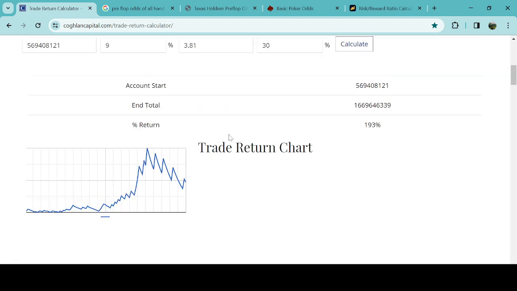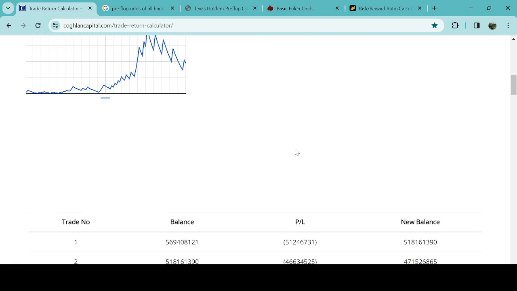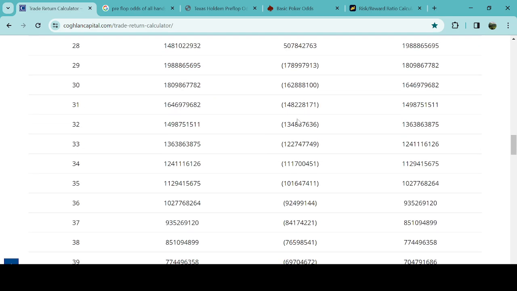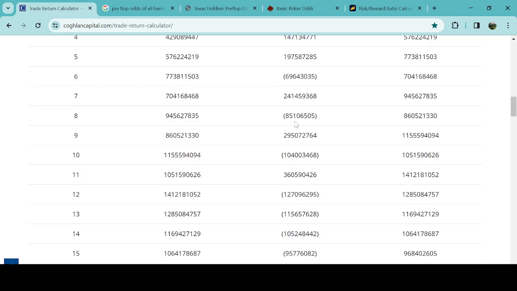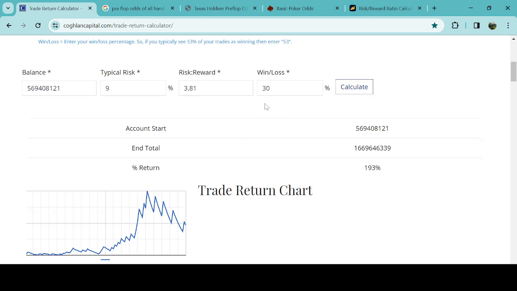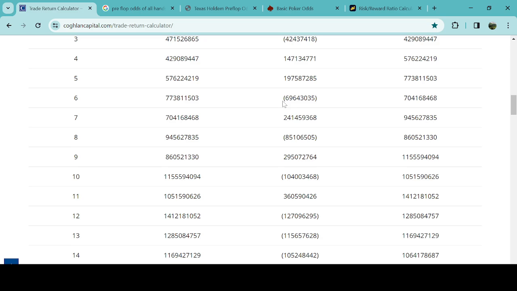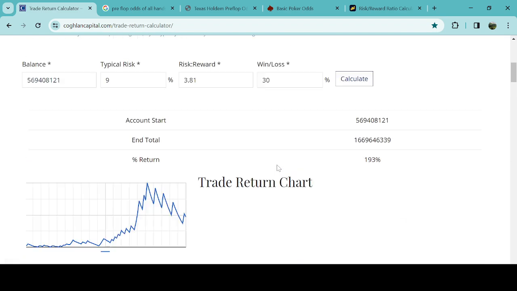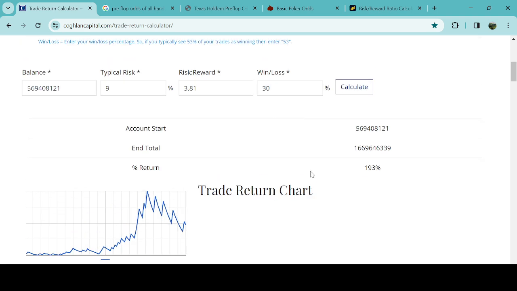Sometimes it'll perform a little bit worse, sometimes a little bit better, depending on the order of the losses, because it picks a random assortment of when those 70% wins and 30% out of 100 trades are going to lose. So depending on how many losses you get in a row and how many wins you get in a row, the results will vary. But generally speaking, it's going to trend upwards. I didn't have a single losing year.